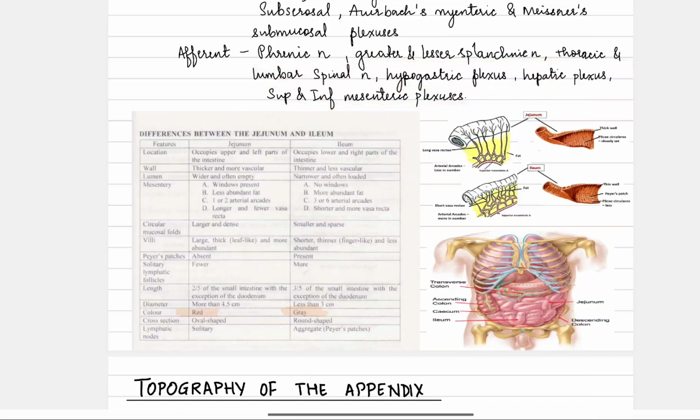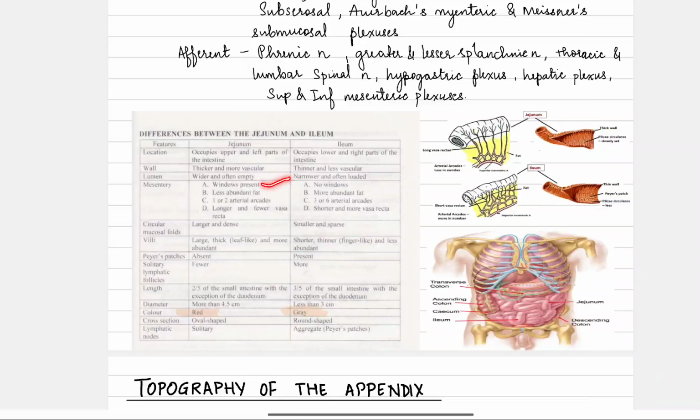The jejunum is located in the upper and left part of the intestine. Ileum is the lower and right part of the intestine. Jejunum wall is thick and more vascular. Ileum is thinner and less vascular. See, jejunum has a thick wall, ileum has a thin wall. Lumen of the jejunum is wider and often empty. For ileum, it is narrow and often loaded.